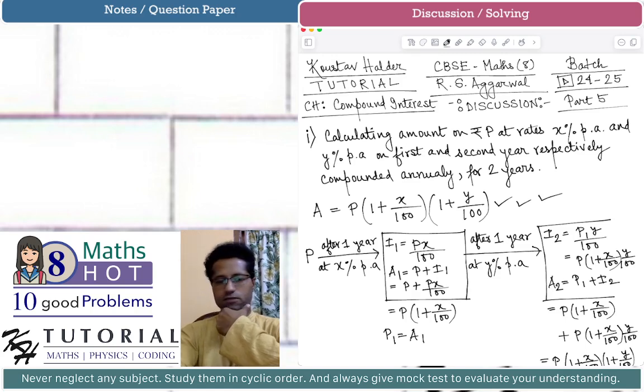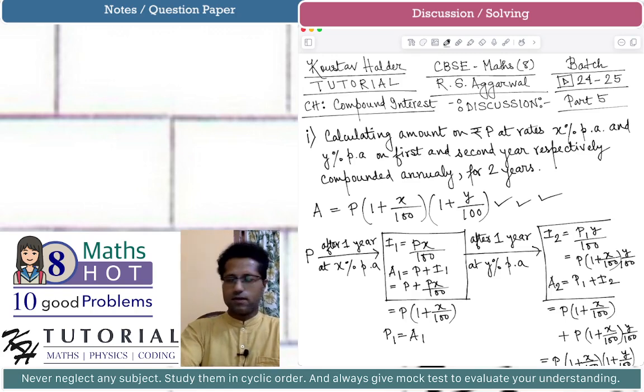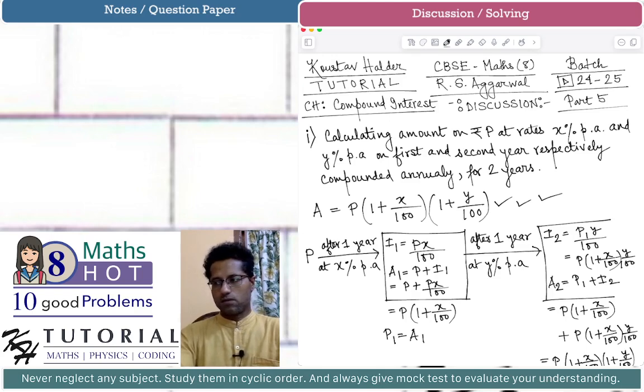In the next video, I will discuss the applications of compound interest in real life scenarios, for example population. The rate of decrease or increase of population is based on compound interest. Also the rate of birth and death of bacteria is based on compound interest. All those scenarios we will explain with some illustrative examples.